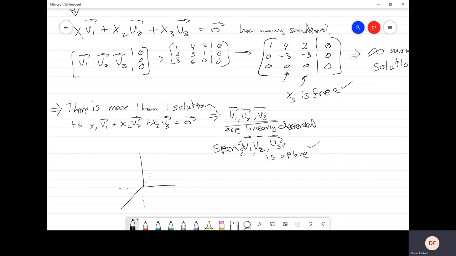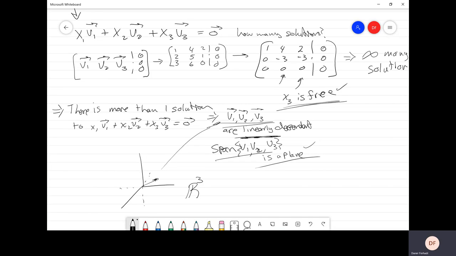Okay, if these three vectors were linearly independent, then I could say that, for example, any vector in three dimensions can be represented using a linear combination of V1, V2, V3. So therefore, the span would be the entire 3D space, okay, if they were linearly independent. But because they're linearly dependent and there is exactly one free variable, then the span is a plane. Okay.